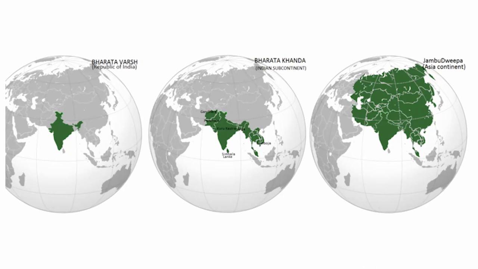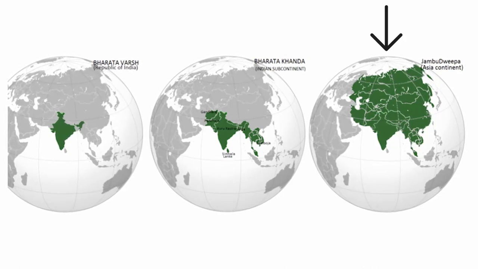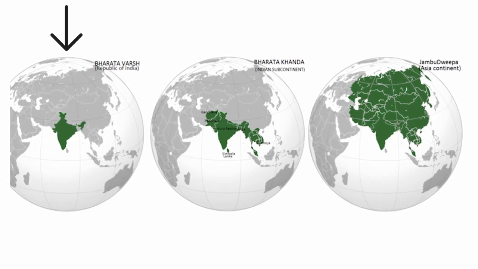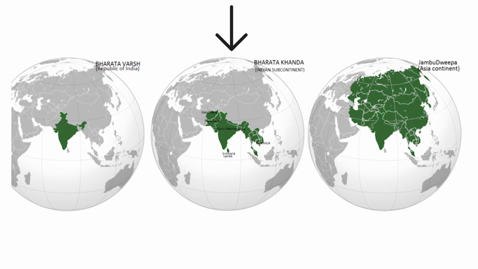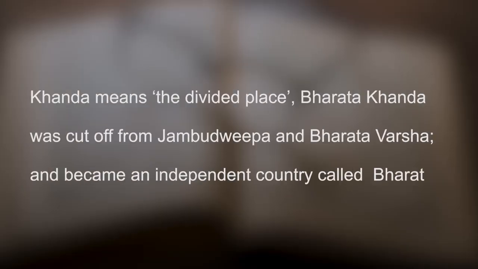Now, what is this Jambudvipa? As per the ancient scriptures, there are three regions: Jambudvipa, which is Asia including Russia, Bharatvarsha, which is the whole of Asia excluding Russia, and Bharat Kanta, which is the present day India. Kanta means divided place. Bharat Kanta was cut off from Jambudvipa and Bharatvarsha and became an independent country called Bharat.